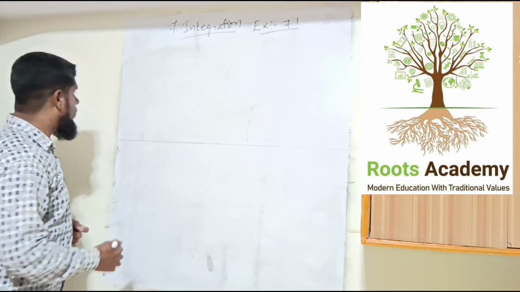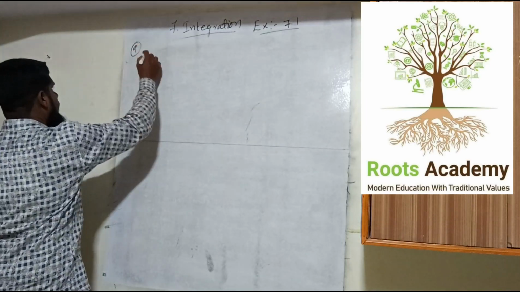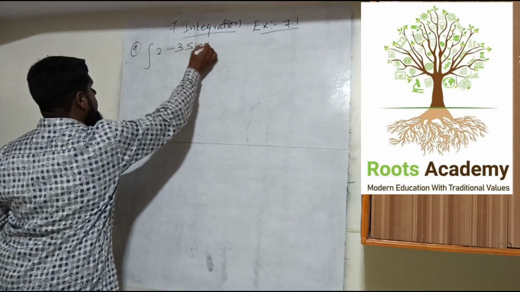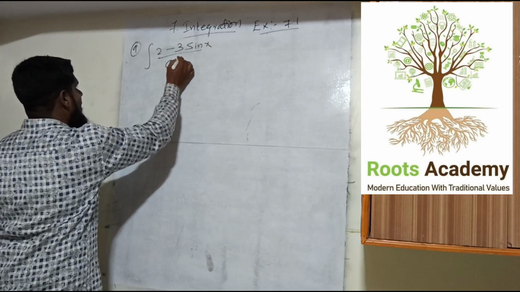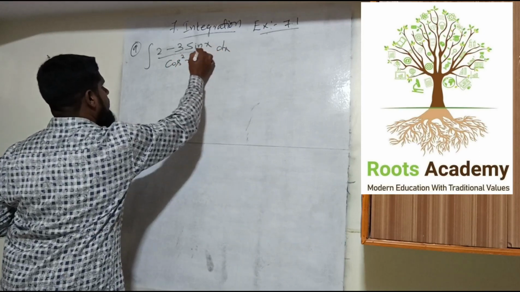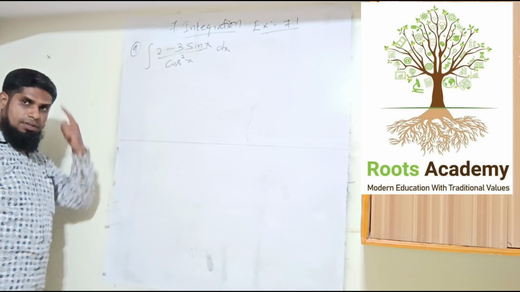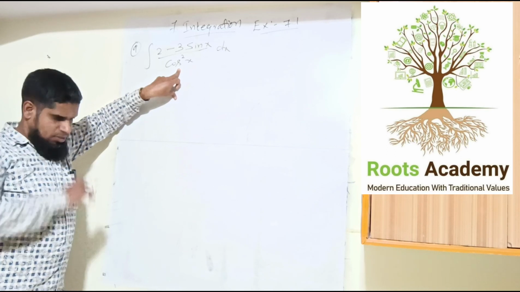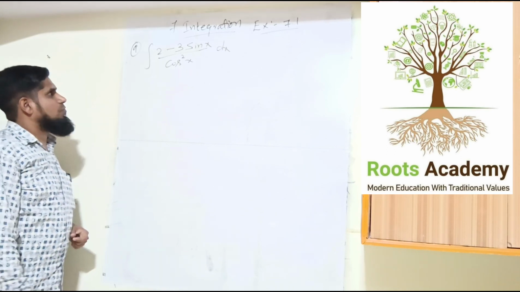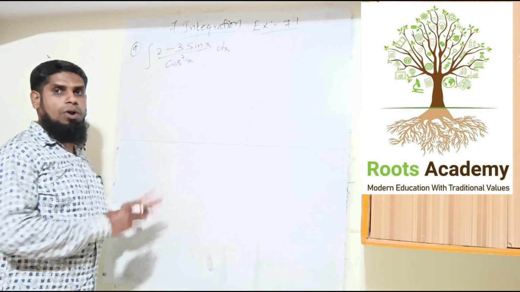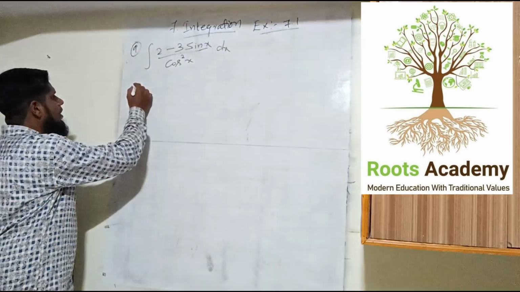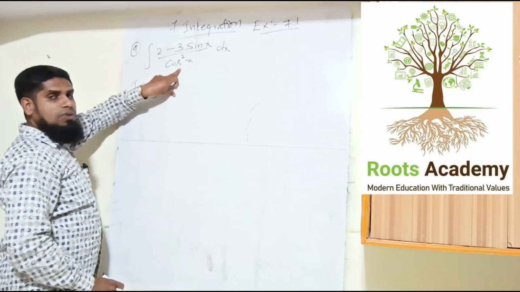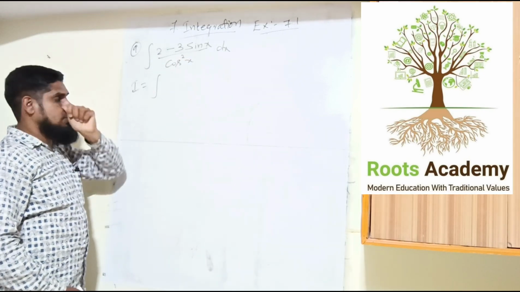Okay, let us take one more problem here. Find the integral of 2 minus 3 sin x divided by cos square x with respect to x. This time our numerator has 2 terms, and the denominator is 1 term. So first let us convert this to a proper, simple form. How can we write this in simple form? Let us split the terms, because the denominator is only 1 term and the numerator has 2 terms.